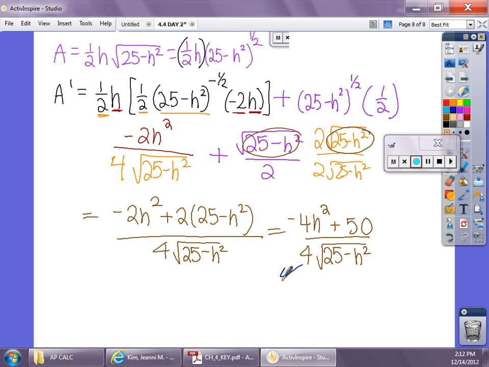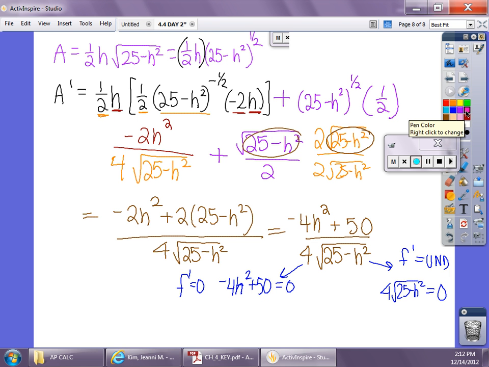We're going to set the derivative equal to 0, which would mean take the numerator, make it equal to 0. I'm going to put a little note here. And then over here, we'll do f prime equal to undefined, which gives us the 4 root 25 minus h squared equals 0. Let's solve each of these. We get h squared is equal to 25 over 2. H is equal to the plus or minus square root of 25 over 2. On the right side, we end up with 25 minus h squared equals 0. H is equal to plus or minus 5.